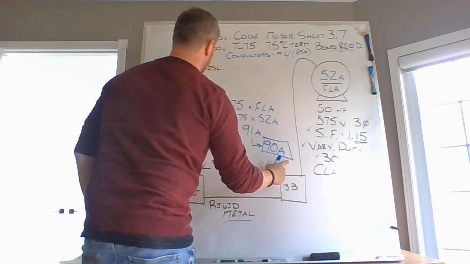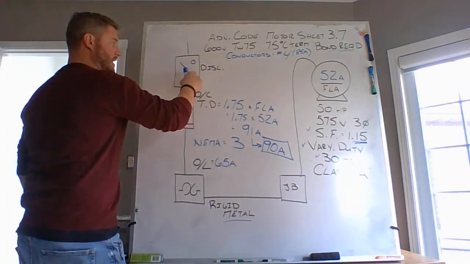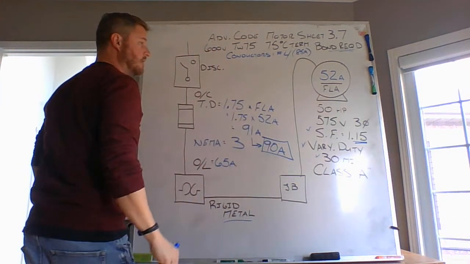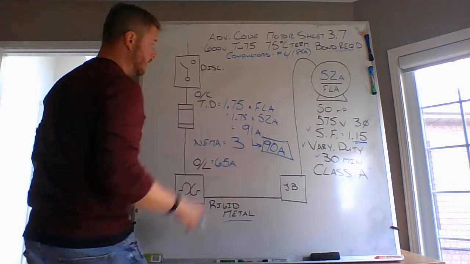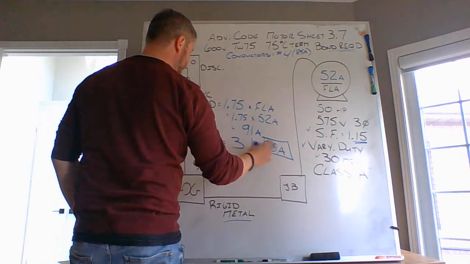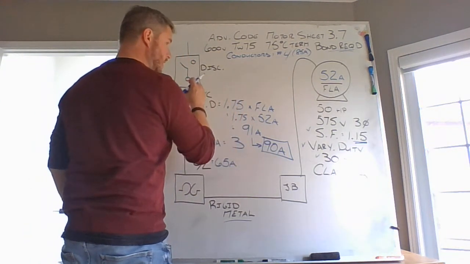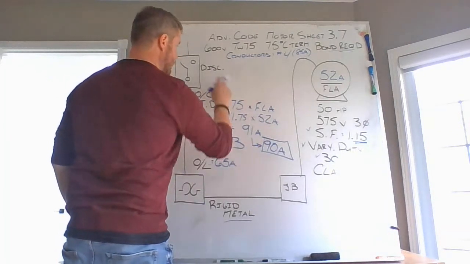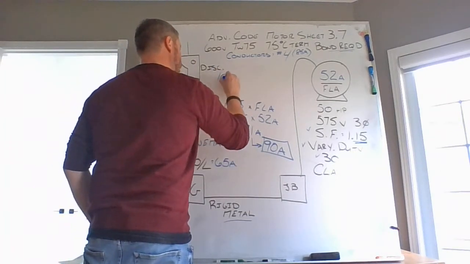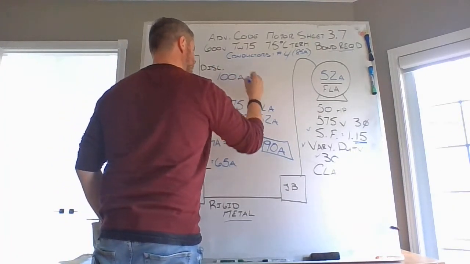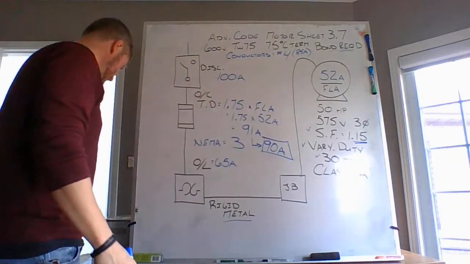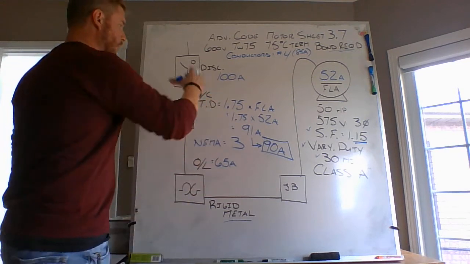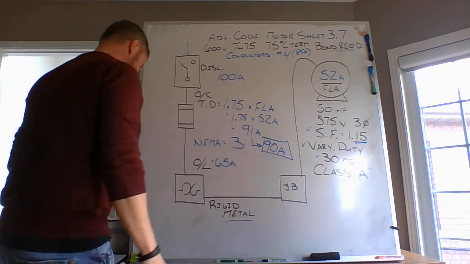This 90 amp fuse basically determines my disconnect size. And on this sheet, you're going to see standard sizes of disconnects. At that point in time, a 90 amp fuse is not going to fit in a 30 or a 60 amp disconnect. 90 amp fuses will absolutely fit in a 100 amp disconnect. So I would install a 100 amp disconnect for this one specific motor calculation.